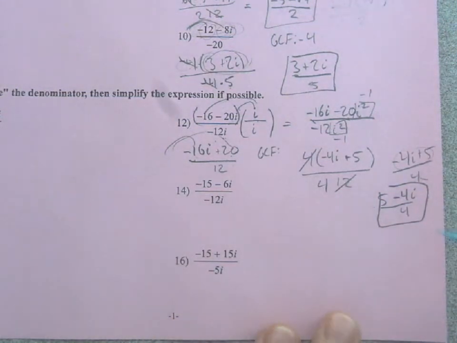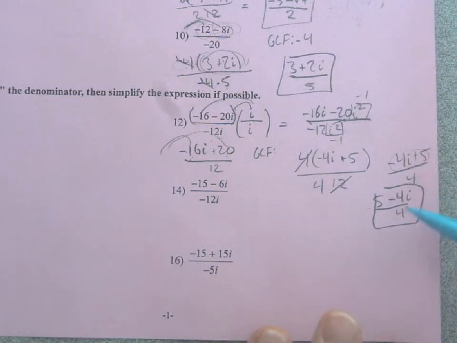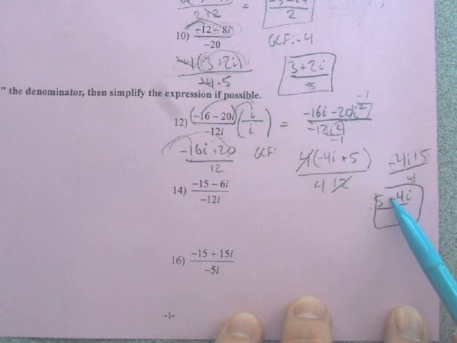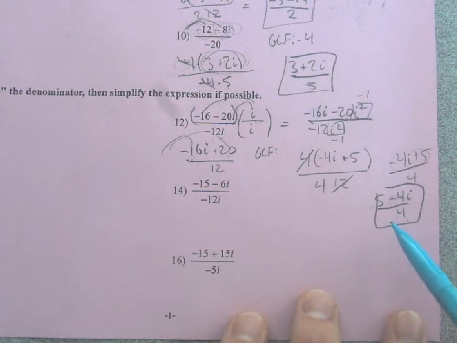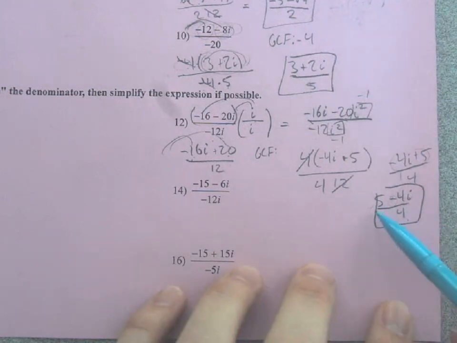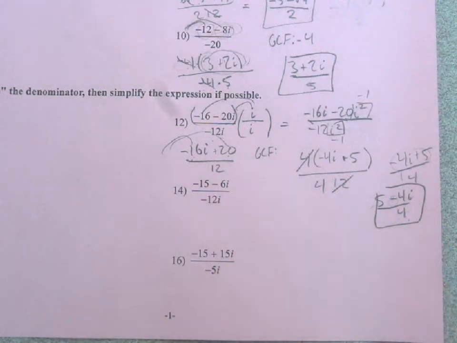Now again, really tempting to want to cancel those 4s, right? But it doesn't work, and the reason why is because this subtraction breaks this into 2 different terms that are both being divided by 4. So I can't just cancel out this 4 with this 4 because 5 also needs to be divided by 4. So we have factored out everything that could cancel. So we're done. This is how we're going to leave this.